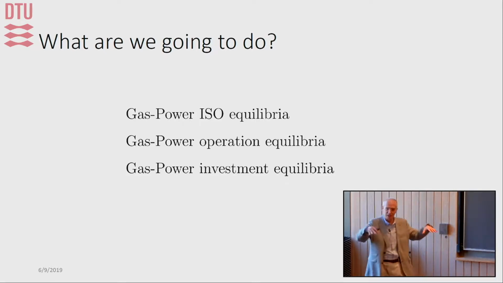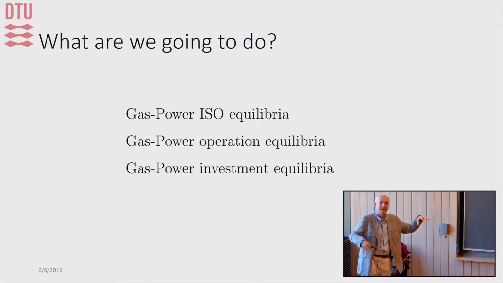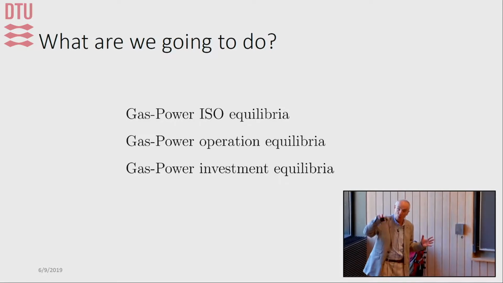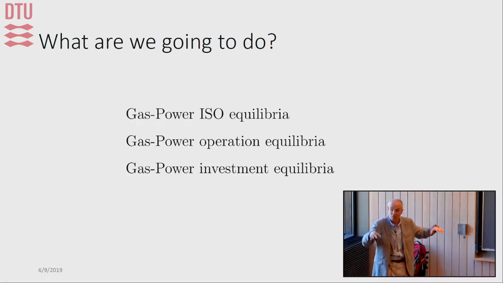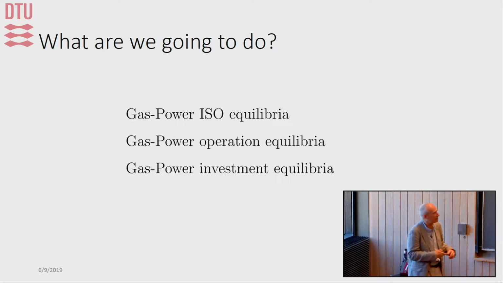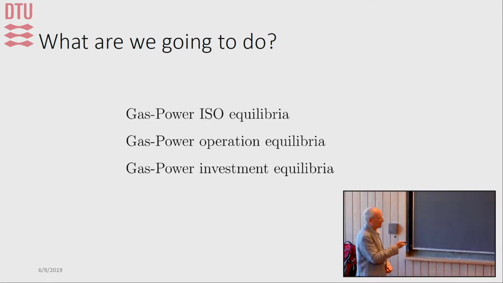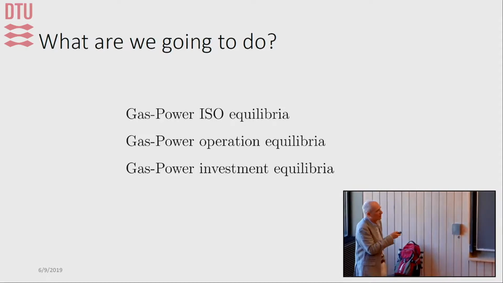So the equilibrium is between the problem of the gas ISO and the problem of the electrical ISO. Okay, there are 2 problems. They're interrelated. We cannot solve one without solving the other. We have to solve both of them at the same time. This is an equilibrium.